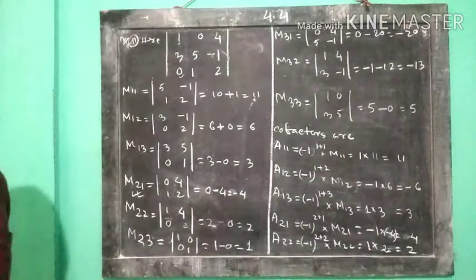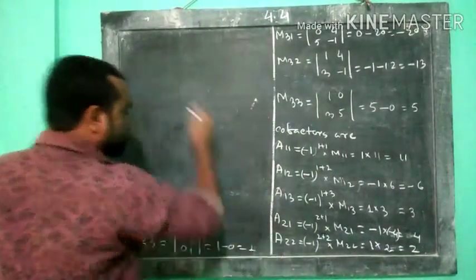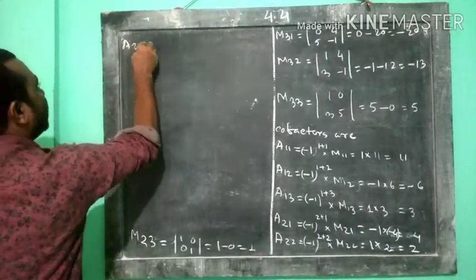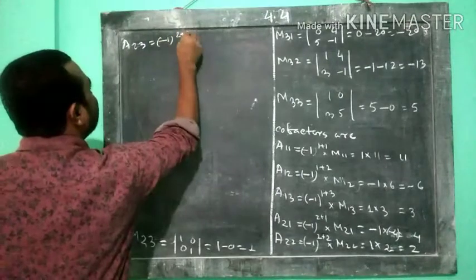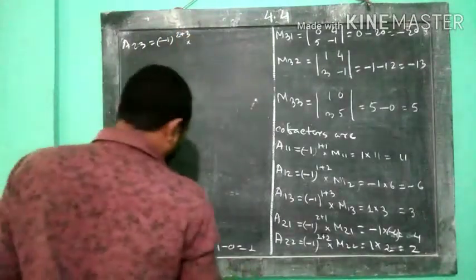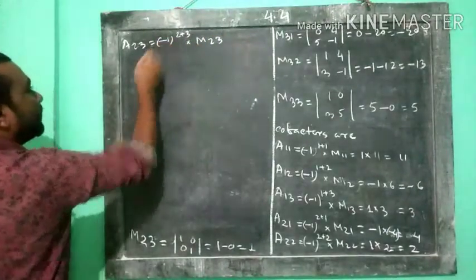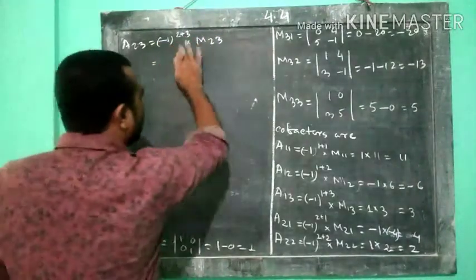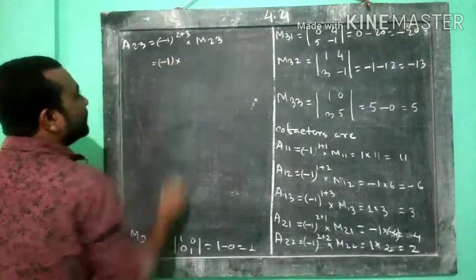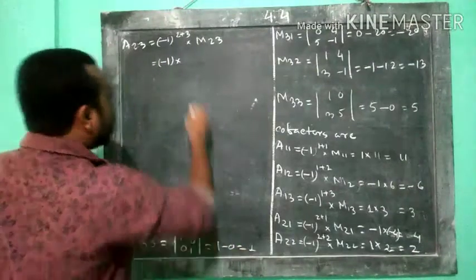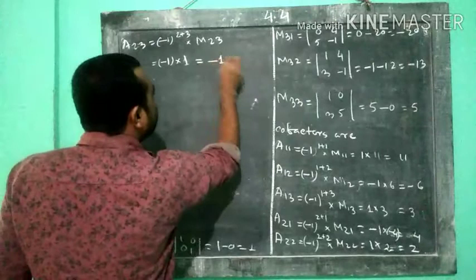Now we are going to find the cofactor of A23. A23 means minus 1 to the power 2 plus 3 into M23. Because 2 plus 3 is an odd number, the sign should be negative. Minus 1 into M23, which is plus 1, so plus 1 equals minus 1.